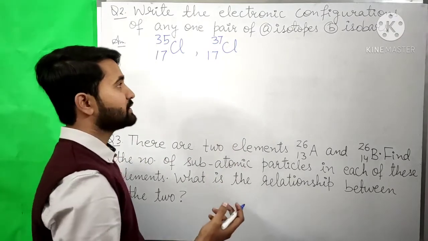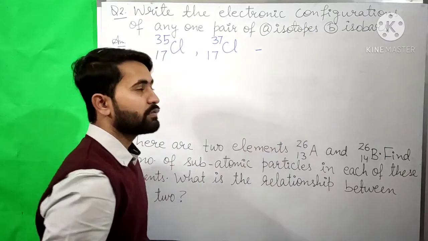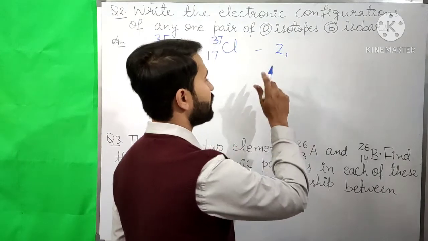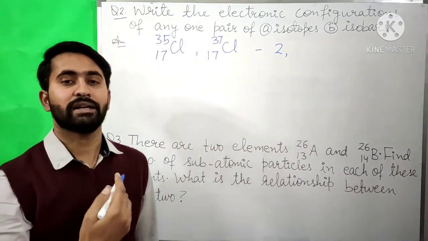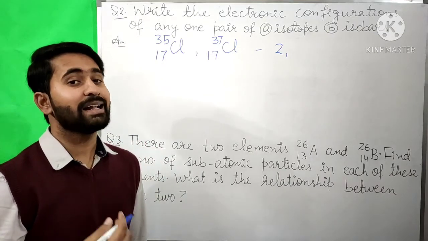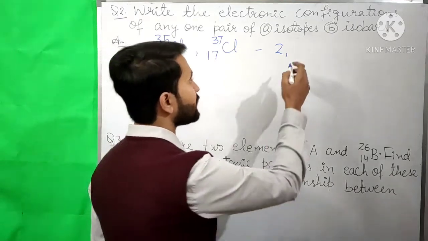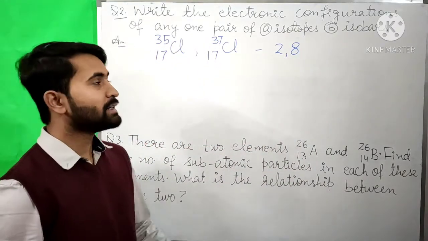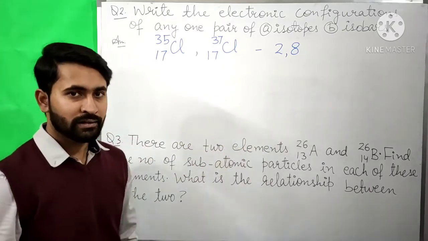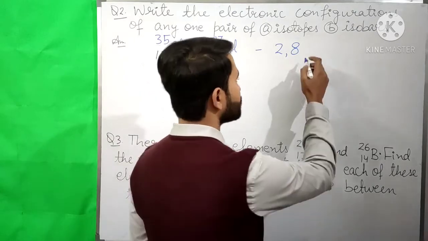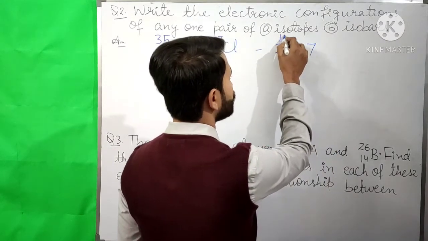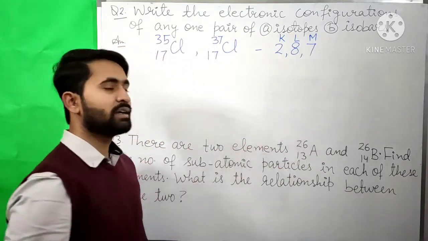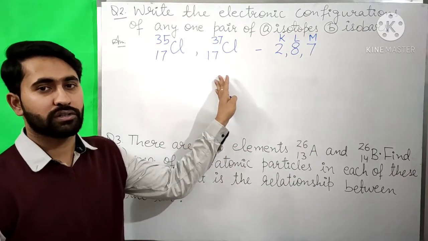Now we will write its electronic configuration. First of all, 2 electrons will go in the K shell. After the complete filling of the K shell, the electrons will go in the L shell. The L shell can have a maximum of 8 electrons. Now 2 plus 8 equals 10. Still 7 electrons are remaining. Those 7 electrons will enter the M shell. So 2 electrons in the K shell, 8 electrons in the L shell and 7 electrons in the M shell. This is the electronic configuration of chlorine.